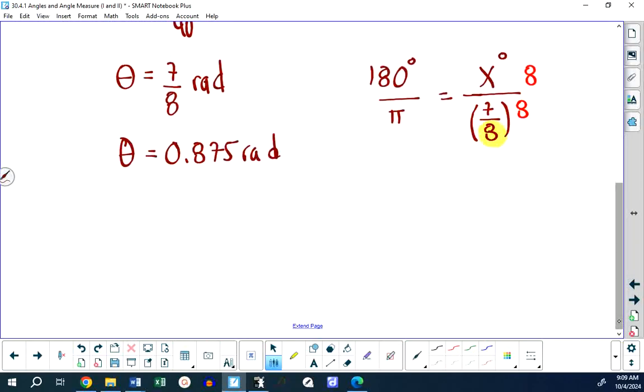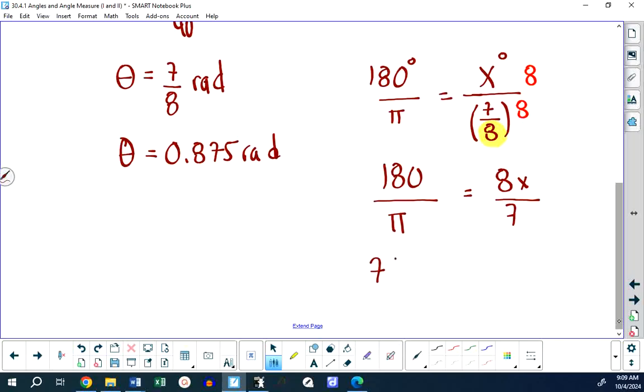When I do that, what I end up with is 180 degrees. I can cancel the degrees. I don't need to write degrees anymore. Over pi equals 8x over 7. And now it's a straight kind of cross multiplication thing. Multiply both sides by 7, multiply both sides by pi, which means you're cross multiplying.